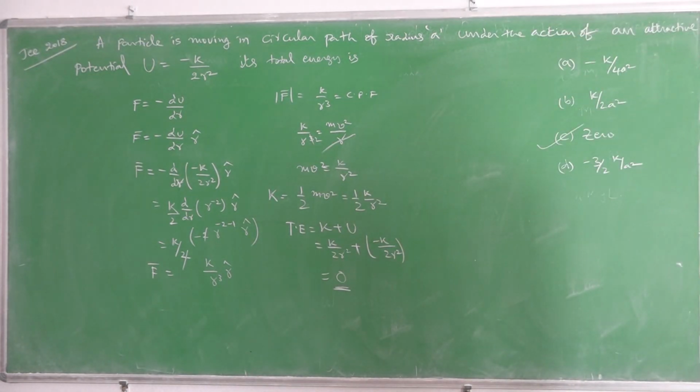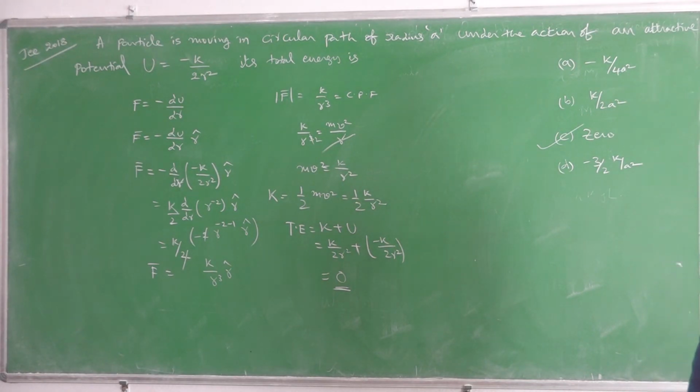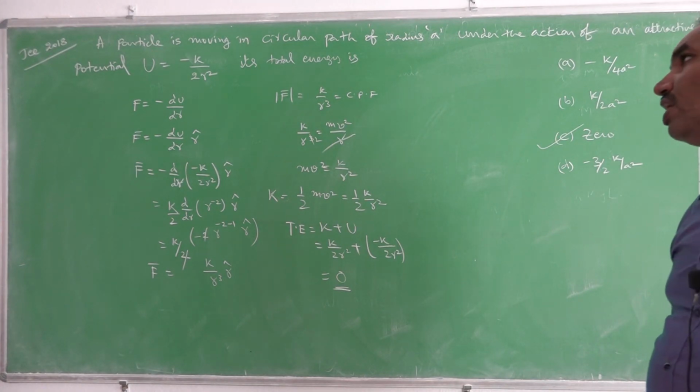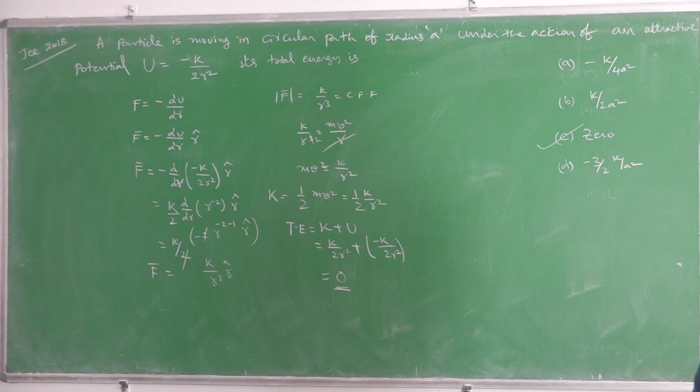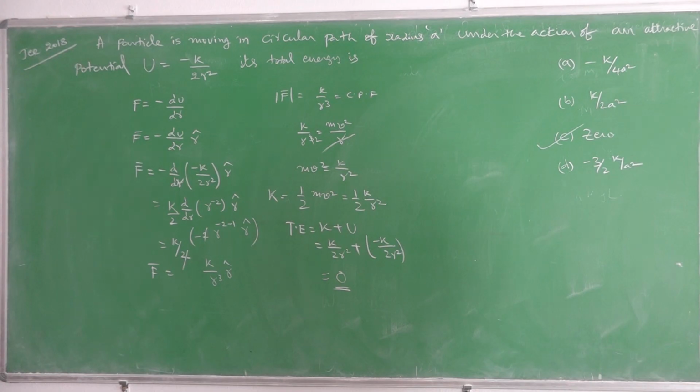From this problem, 3 important points we should understand. Force is the negative gradient of potential energy. When a particle is in circular motion, the force acting on the particle is centripetal force. The general formula for centripetal force, mv square by r, should be taken into consideration for calculation of kinetic energy, and the total energy is 0.